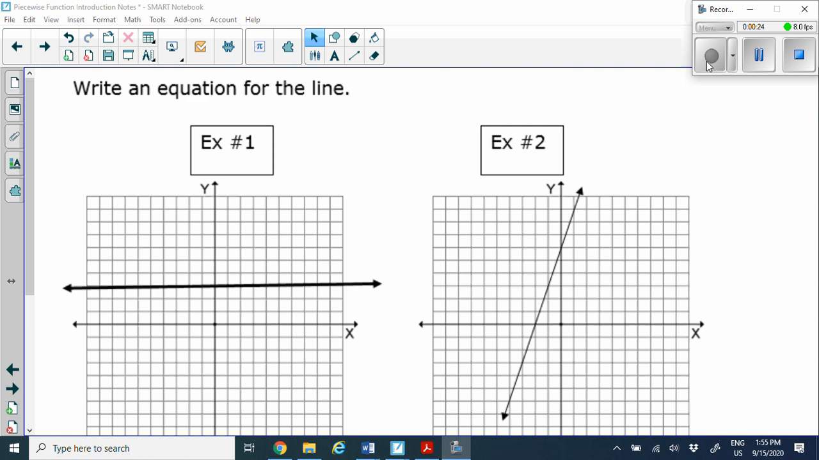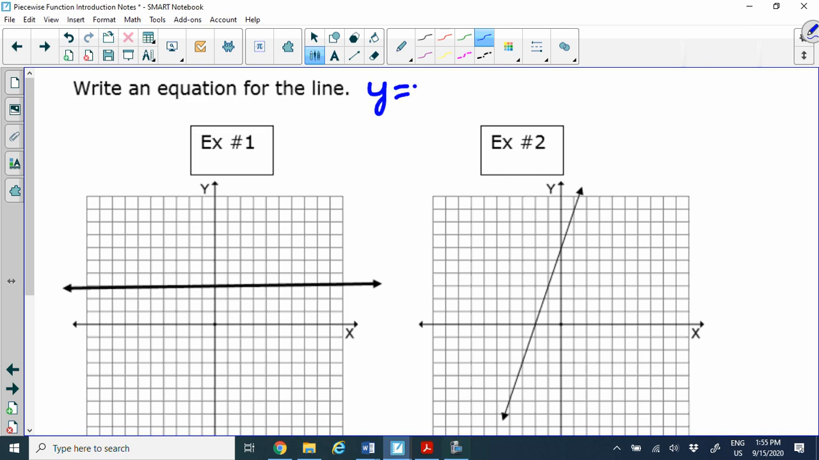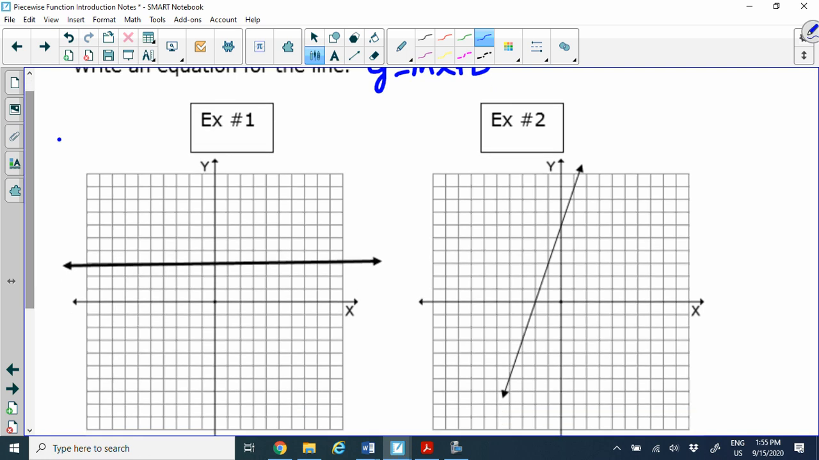Okay, first let's talk about, as we did with the graphing, what is the general form of a linear equation? Well, we're going to use the y equals mx plus b form, okay? So here, for example 1, let's figure out the slope and the y-intercept. Then we can just plug it into our equation, and that's it, okay? First let's figure out the slope.